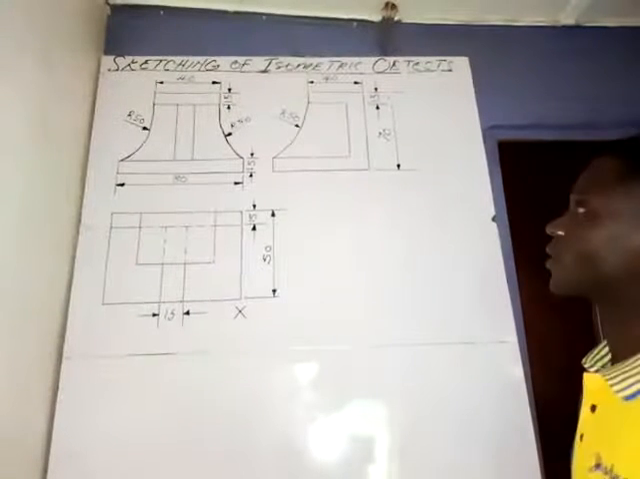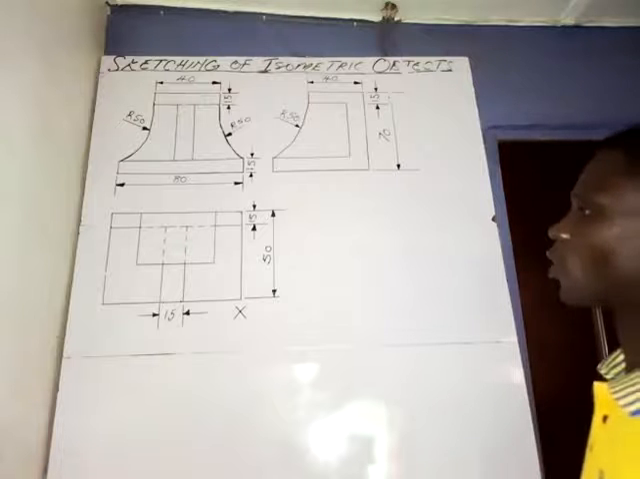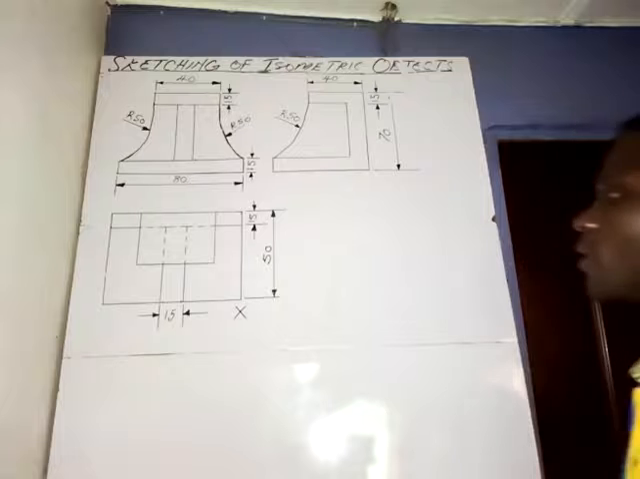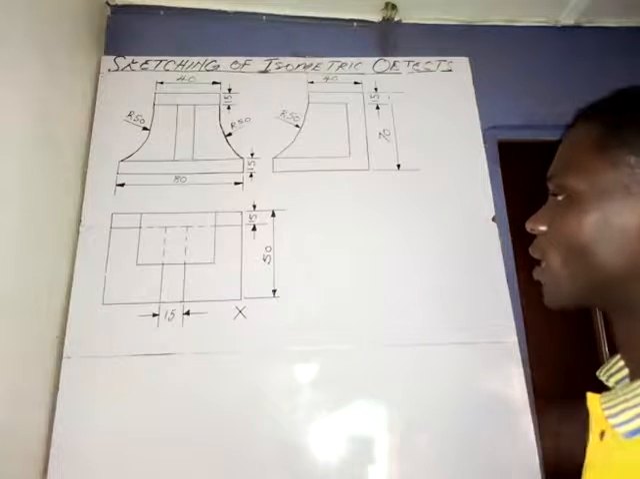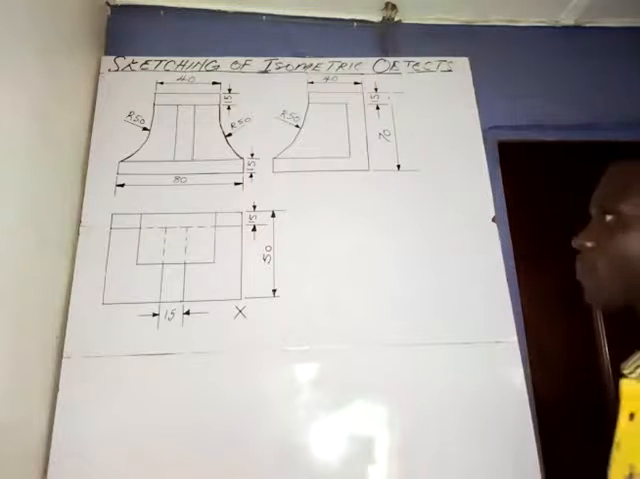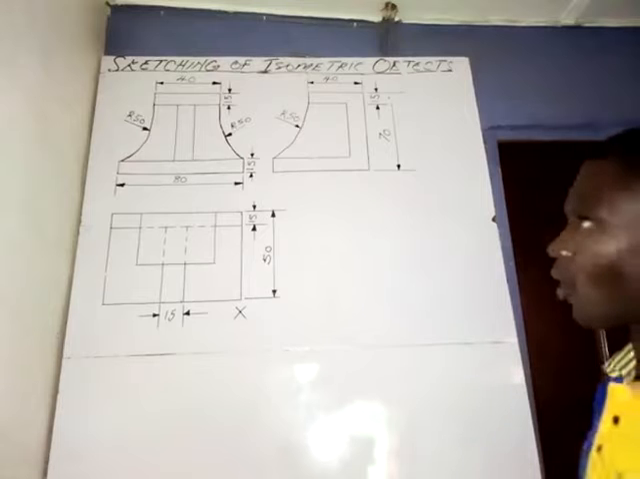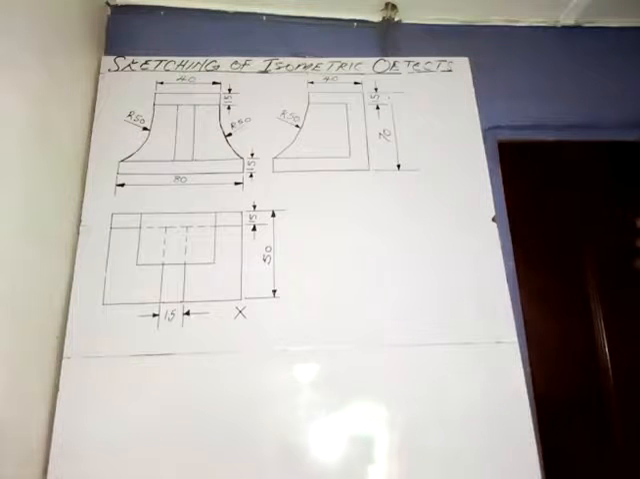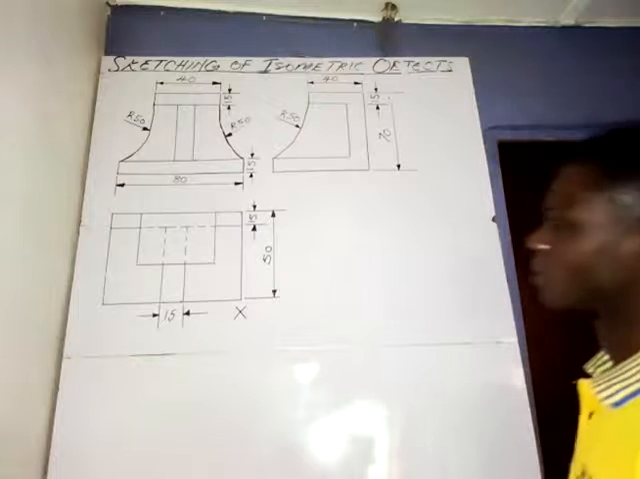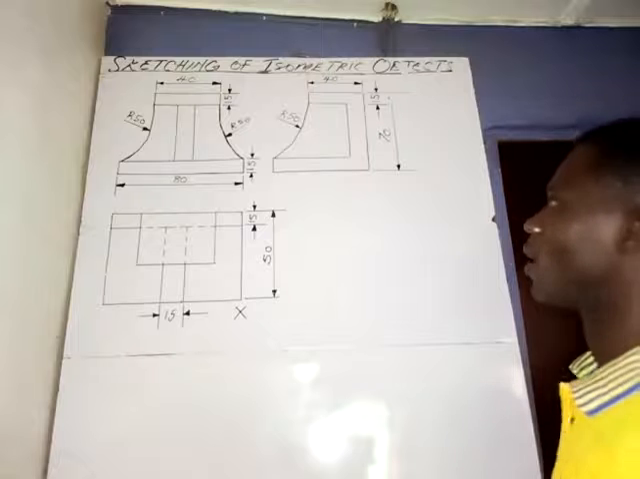Alright, we are still looking at the sketching of isometric objects, and this will be the third question that I'll be solving on the sketching of isometric objects. This is a WAEC standard question, and here we have three orthographic views of an object whose isometric view is to be produced. Now, let's analyze what we have on the board.